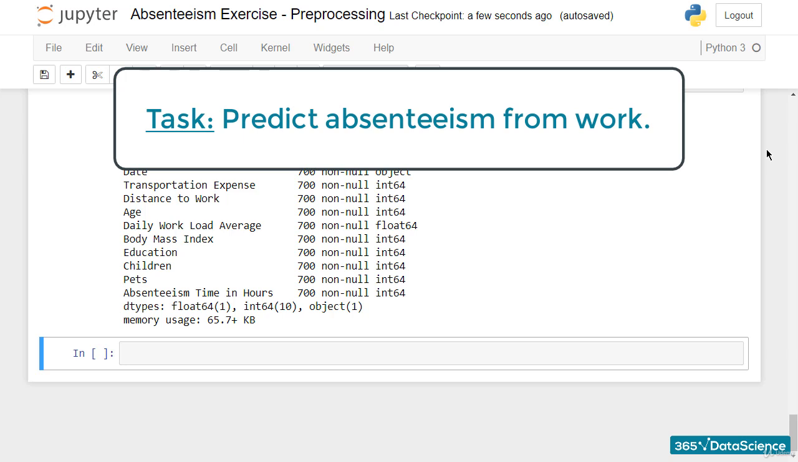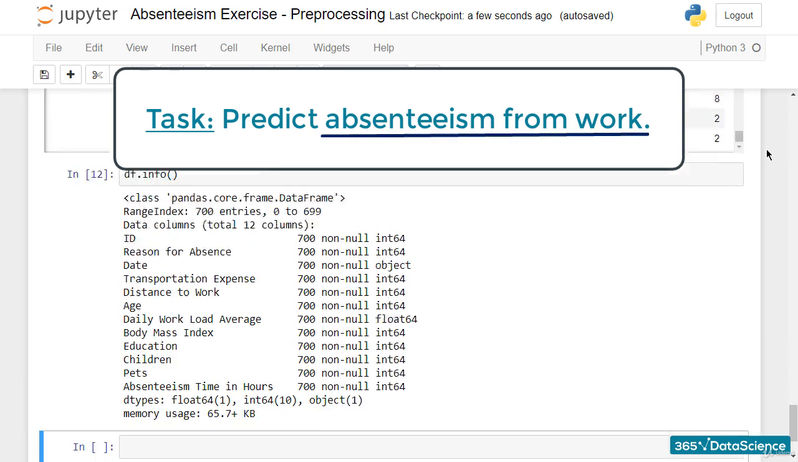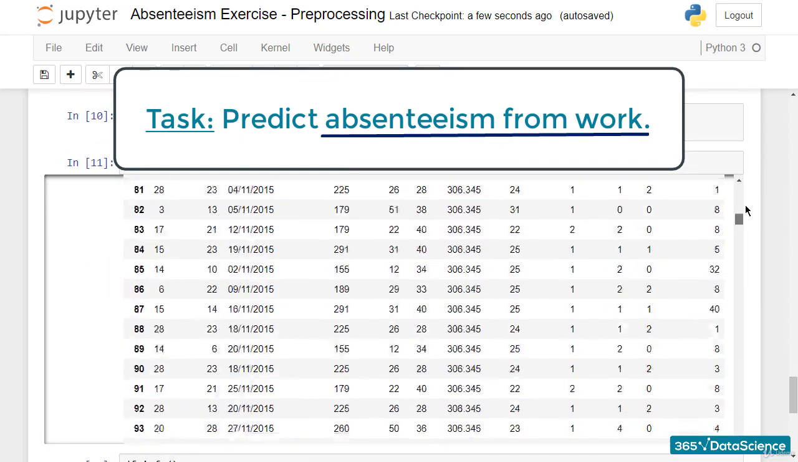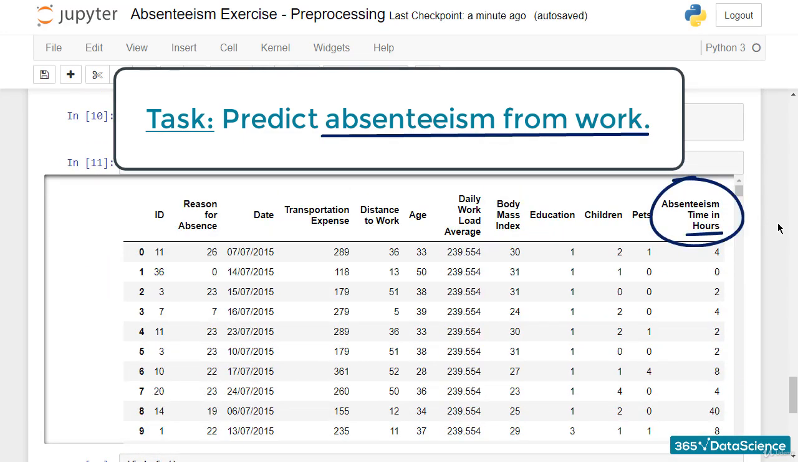Let's break down this question into smaller bits. What do we want to predict? Absenteeism from work. Therefore, we must look for a variable in our data frame that can represent this phenomenon. Do we have one? Yes, sure. The last column expresses absenteeism time in hours.